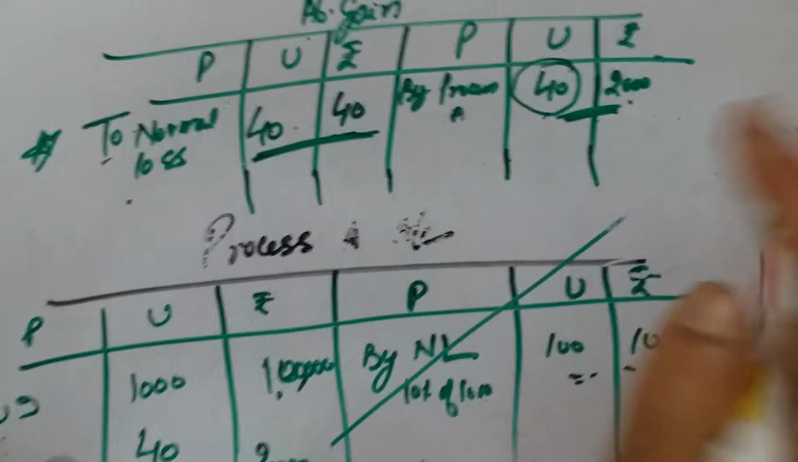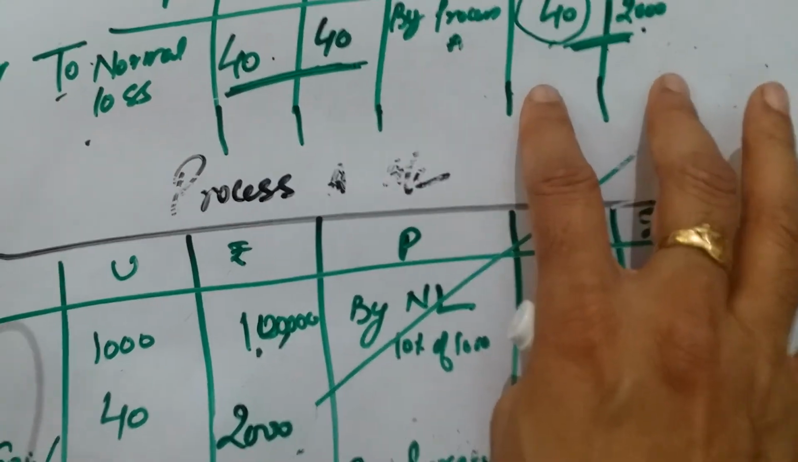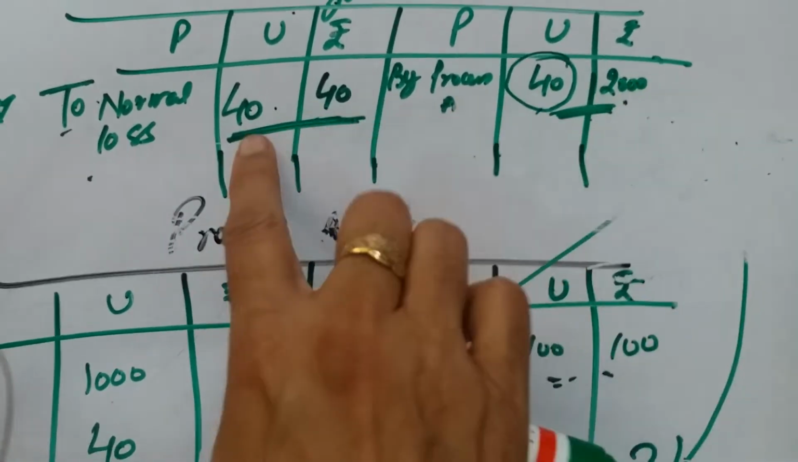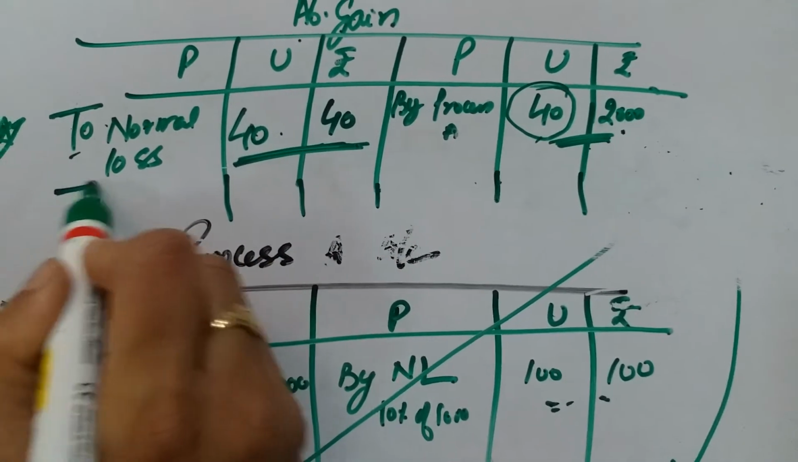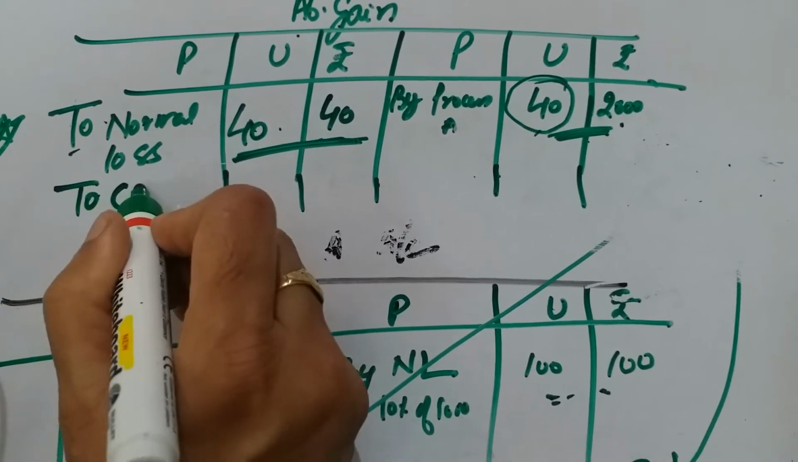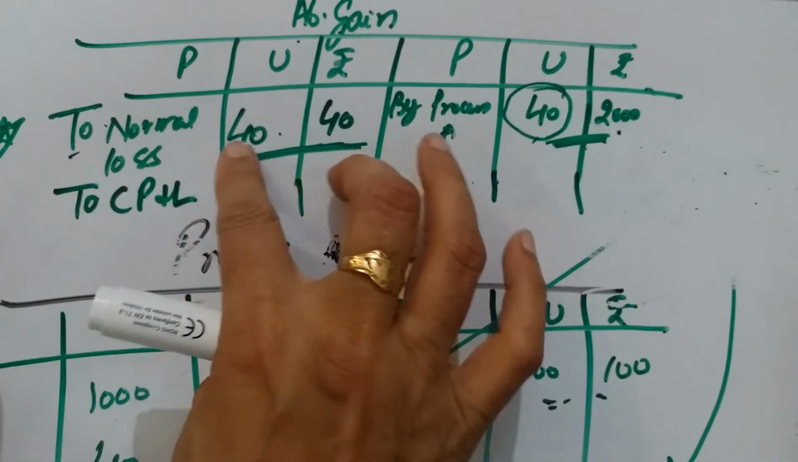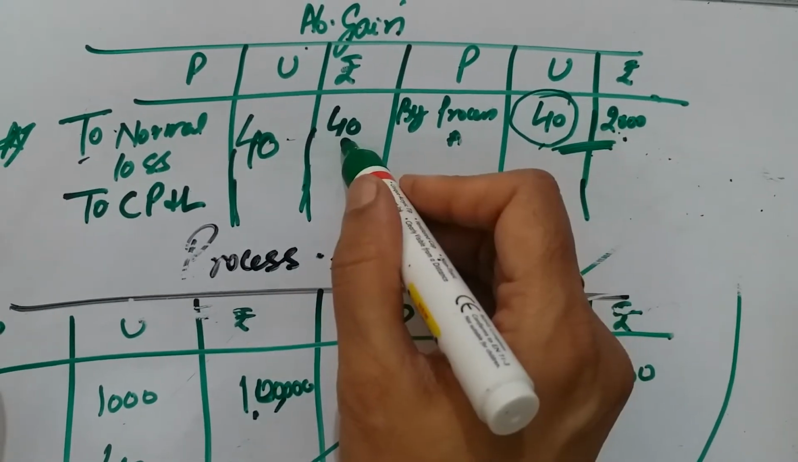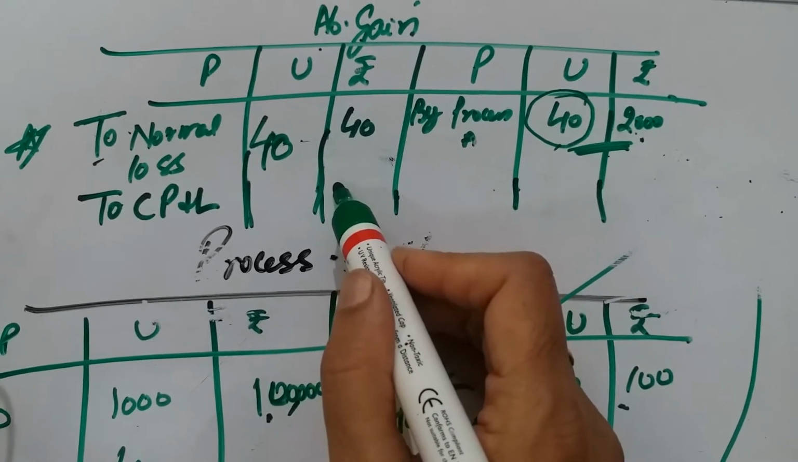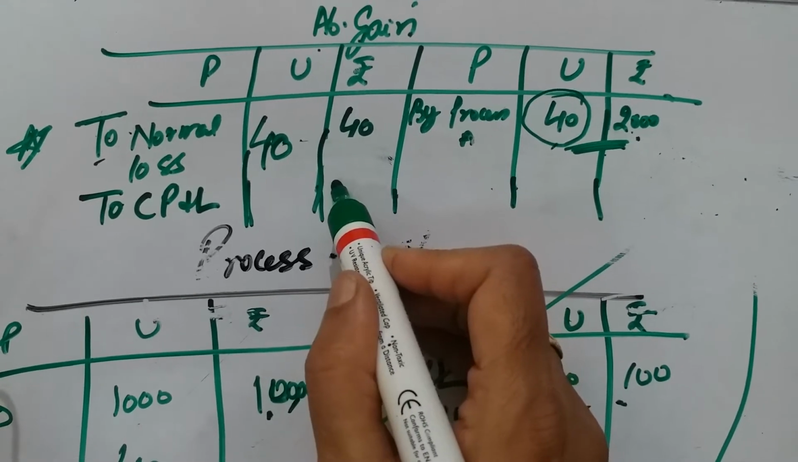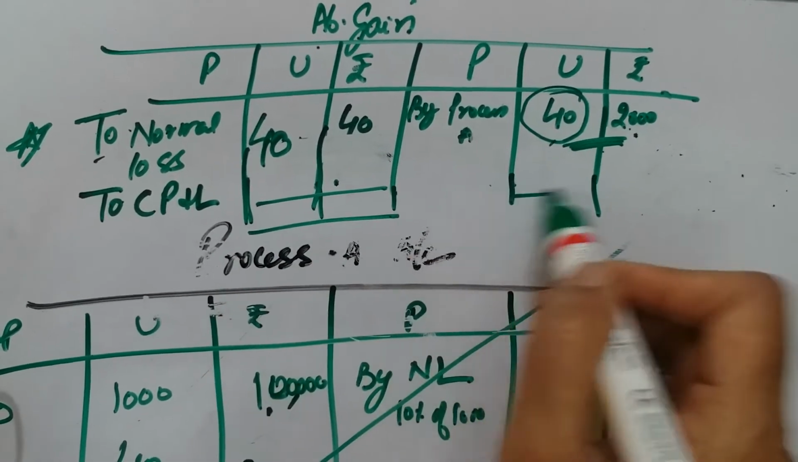Now just see, we need to do the balancing part. So units column balanced, in the amount column on this side we have the balancing figure. So where will that go? To costing profit and loss. That will go to costing profit and loss. So how much is that? 2000 minus 40. So we are going to have it over here. The balancing figure that comes here we have to put.